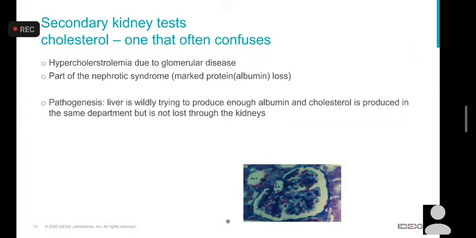But it's the part of the nephrotic syndrome that we relatively commonly see, particularly in dogs, where you have a marked loss of albumin. And the pathogenesis behind it is that the poor liver is wildly trying to produce enough albumin, because we are flushing out the albumin through the kidneys. And cholesterol is produced in the same department of the liver, but it's not lost through the kidneys in the same way. So the liver is kind of by accident also co-producing cholesterol, but it's not being released at the same speed as albumin. So you build up cholesterol in the blood. And this is actually a very pathognomonic marker for this nephrotic syndrome that you see, as mentioned earlier, in dogs with proteinuria.